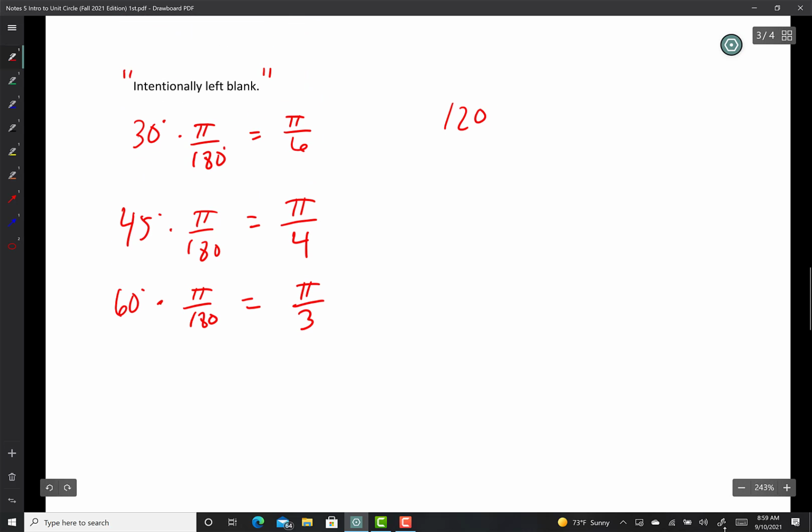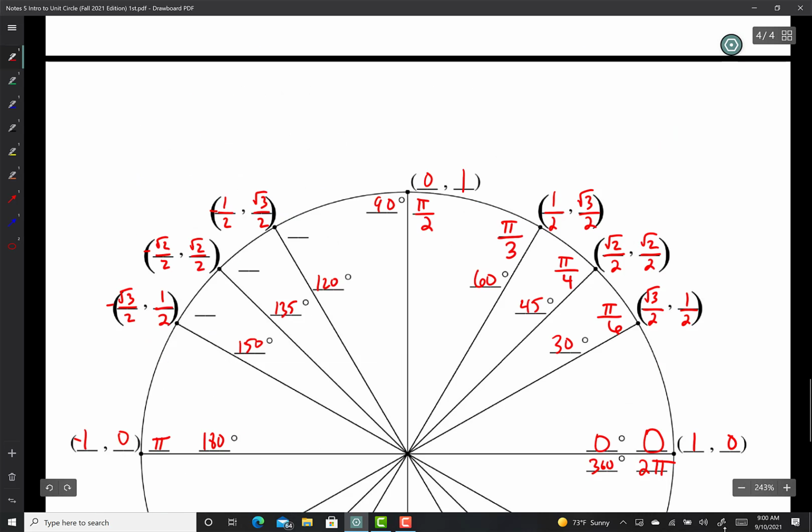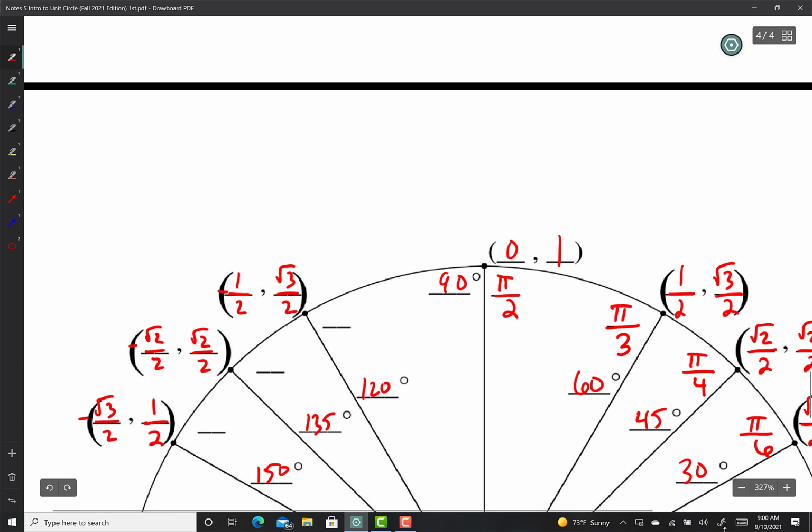Let's see. 120 degrees times pi over 180. 6 goes into 12 twice, right? And then 6 goes into 18. So 2 pi over 3. I'm thinking about greatest common factor. So 2 pi over 3. Are you shocked that it's 2 pi over 3? Let's do one more. Maybe you'll see a pattern.